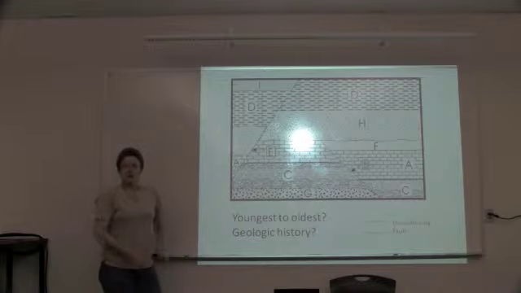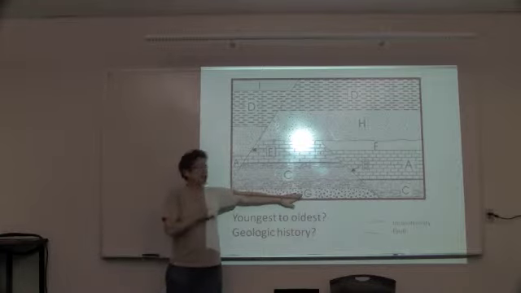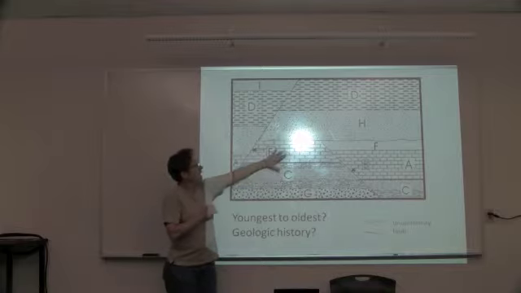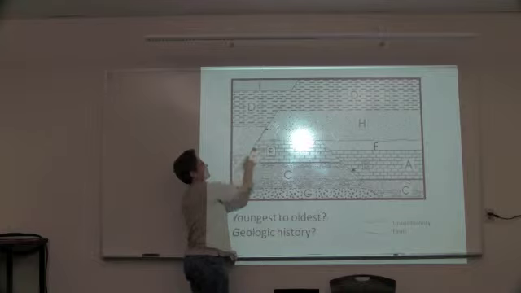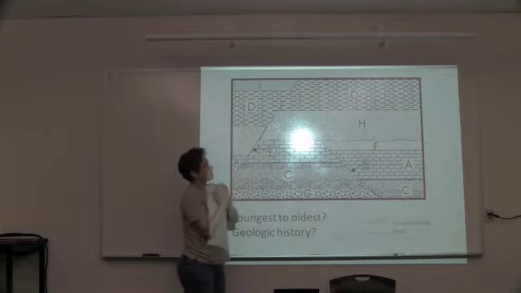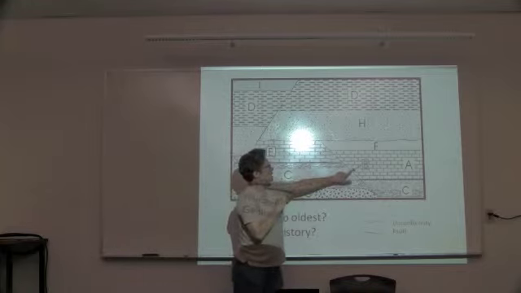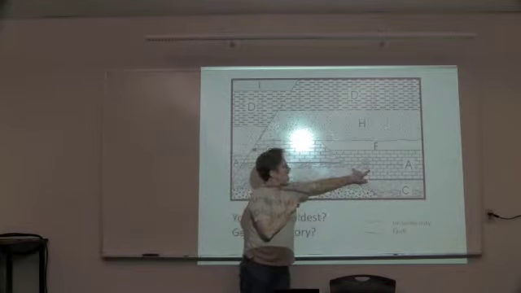So, can anybody guess what happened first in this assemblage? G. G was laid down. And then what? C. And then what? A. Actually, I told you a little bit wrong there, E refers to this fault. So A was next. Then what? Then fault B. Well, fault B, though, cuts C. It moved C. It moved A.